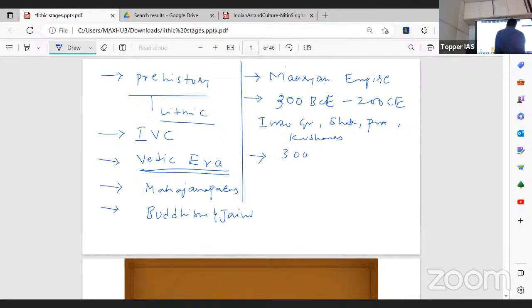So plus 300 BCE to 300 CE in South India. Okay, right? So 300 BCE to 300 CE in South India. So it is called a Sangam period or Sangam age, right? So Sangam assemblies were held during this period, and a lot of Tamil literature, right, has been compiled. Okay, so Tamil literature, so Sangam period only.